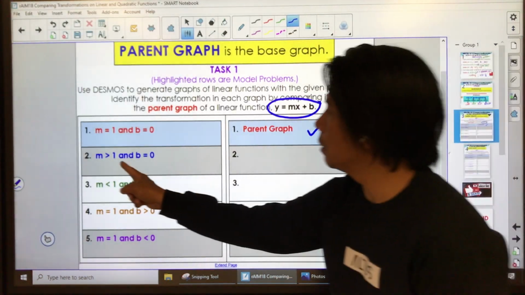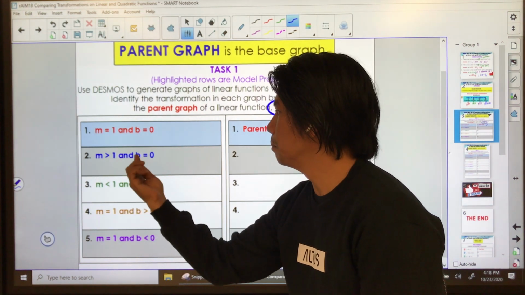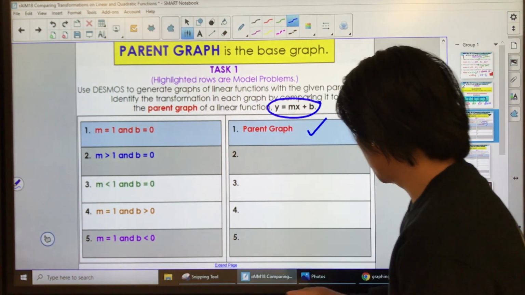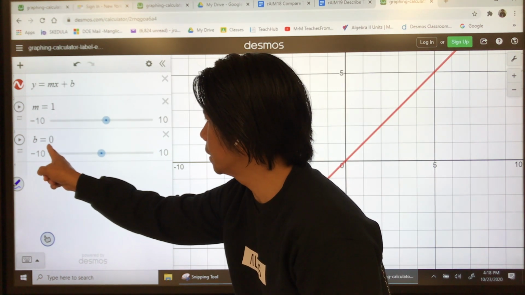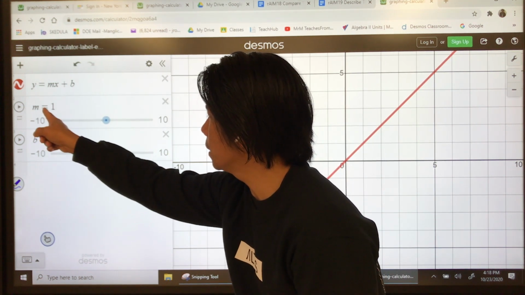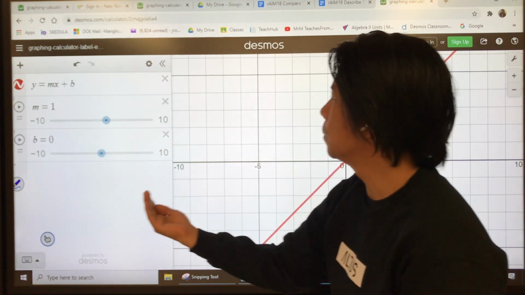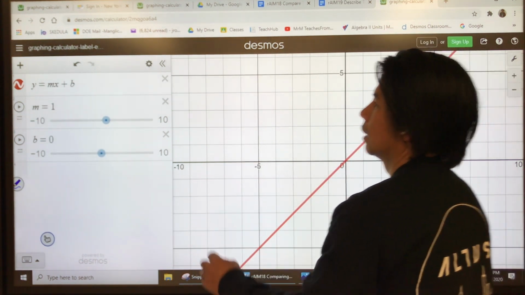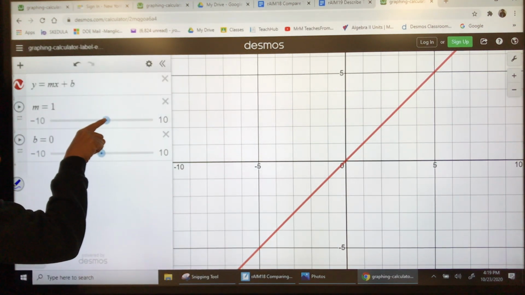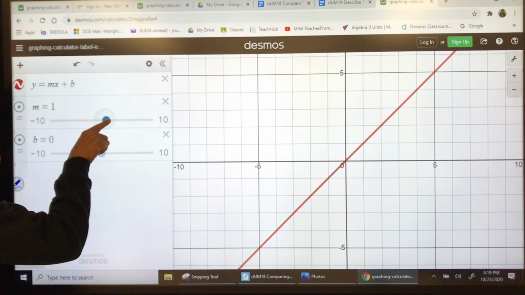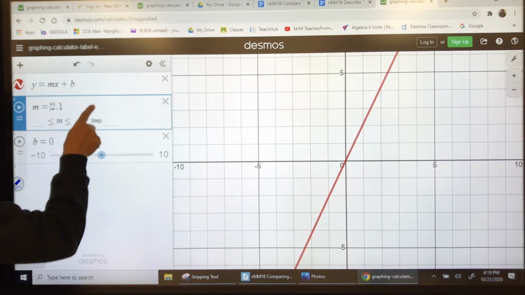Let's have the first model problem. It says m is greater than 1 and b is equal to 0. So we are going to keep the value of b, which is 0, but we are going to change the value of m to greater than 1. What does it mean? Take a look. Greater than 1, meaning I'm going to move this slider towards 10. If I move that, if you notice the number here is changing.